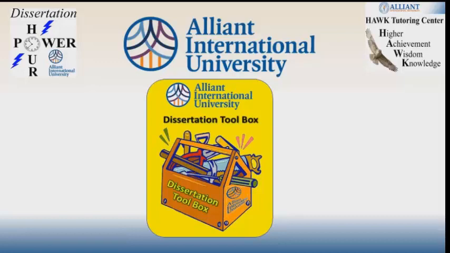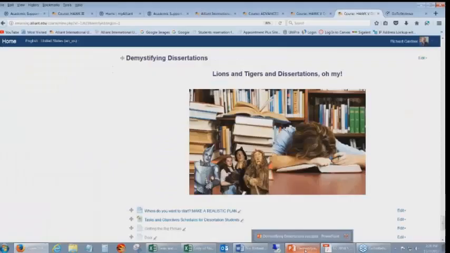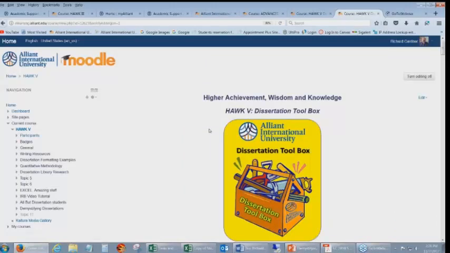So, let me figure out where I want to put you guys. Okay. This is the Dissertation Hawk, Hawk 5, again. So for your dissertation students, send them to the home page of the Alliant Moodle. Scroll down to the bottom, type in Hawk, click on Hawk 5. Hawk 5 is where I try to focus all and anything and everything that would help a dissertation student.